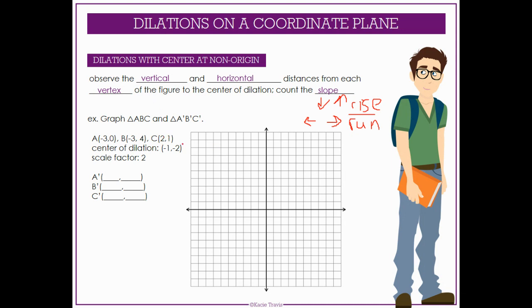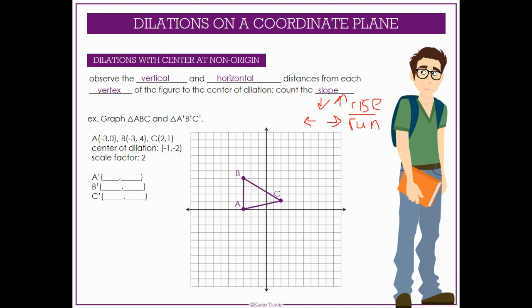Let's take a look at what we are going to be graphing and where our new center is. This next one we're graphing triangle ABC and A prime, B prime, C prime. Our center of dilation is -1, -2, and our scale factor is going to be 2. First, let's graph A, B, and C. A is right on the x-axis at -3, 0. B is up top at -3, 4. And C is over here to the right at 2, 1.